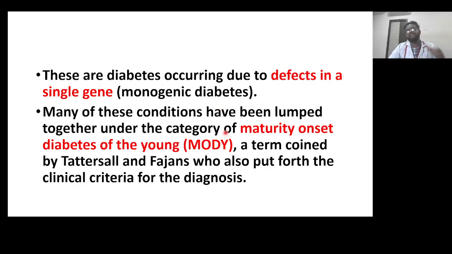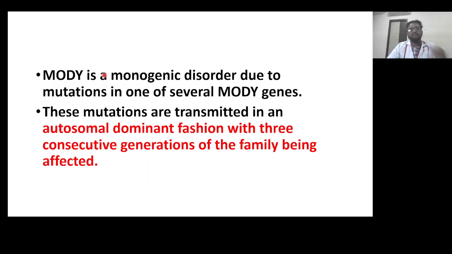Many of these conditions have been lumped together under the category of MODY, maturity onset diabetes of the young. This is the term coined by Tattersall and Fajans, who also put forth the clinical criteria for the diagnosis. MODY is a monogenic disorder due to mutations in one of the several MODY genes. These mutations are transmitted in an autosomal dominant fashion, with 3 consecutive generations of the family being affected.